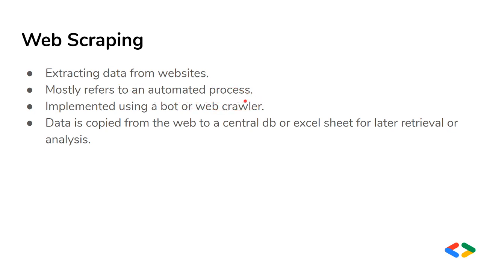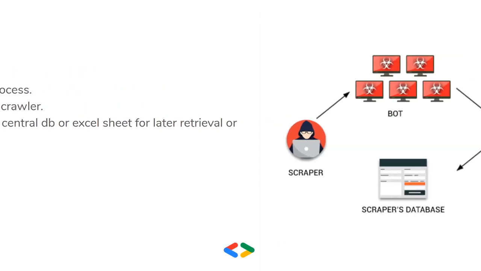In layman's terms, you can consider this process as copy-pasting data from websites and then storing it somewhere on your device. So what we are doing here is making a script that will automate this process of copy-pasting data from a website, and the script that we get is known as a bot or a web crawler. The data that we copy will be stored to a central DB or an Excel sheet for later retrieval and analysis. Let's go forward.